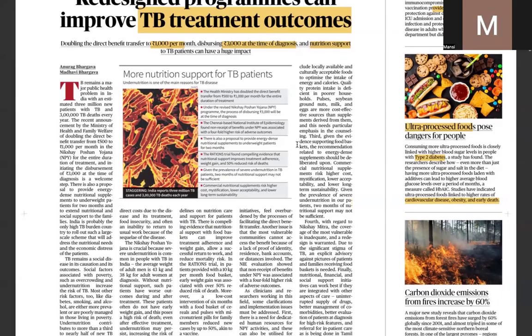The Ministry of Health has doubled this direct benefit transfer from rupees 500 to 1,000 per month. Then we have the Nikshay Poshan Yojana, which is again related to dealing with TB treatment. There we are disbursing 3,000 rupees at the time of diagnosis.